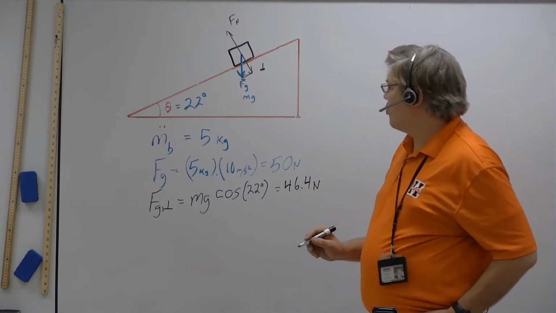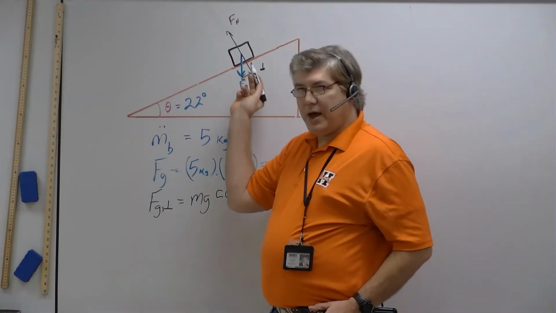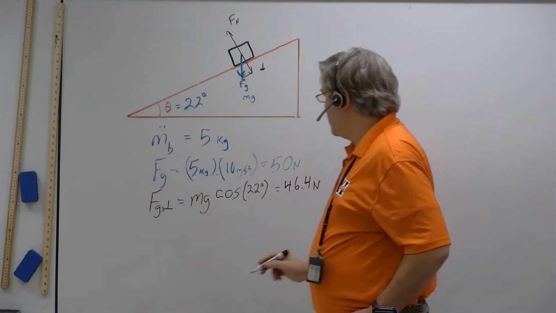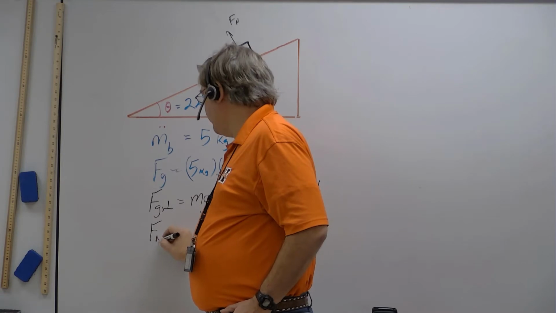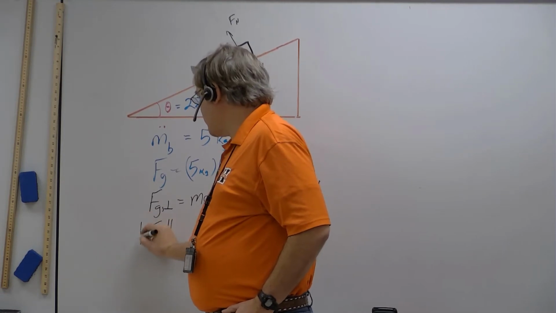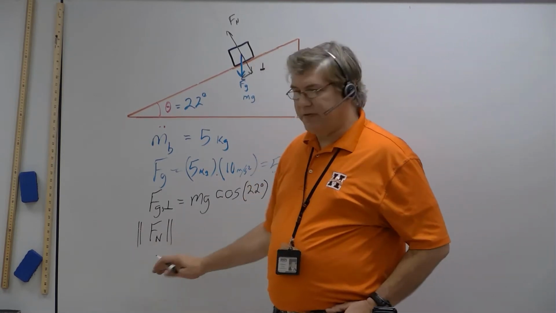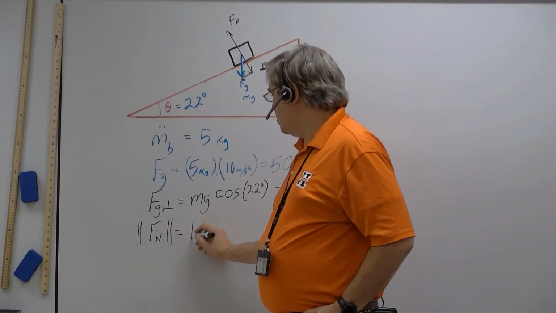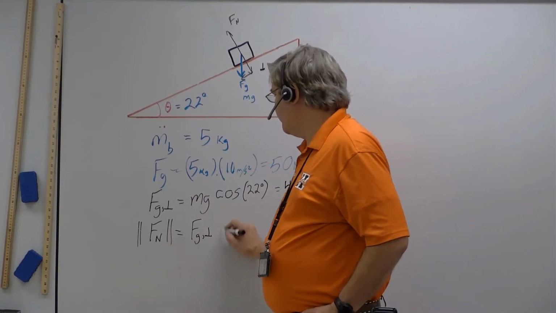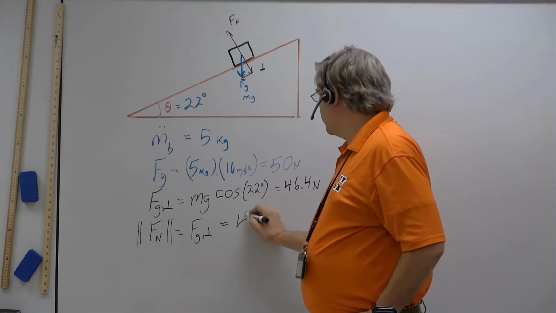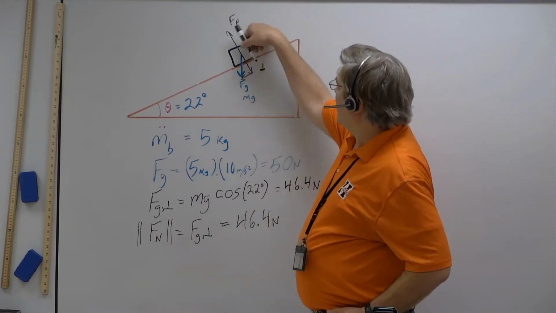So that's my force of gravity in the perpendicular direction down, which means that my normal force is the same in the upward direction. So my force normal, and I'm going to put some bars around this. It doesn't really matter. You don't have to do that, but I'm doing that to say that the magnitude of this force is going to be equal to this force of gravity in the perpendicular direction. So the force normal is also 46.4 newtons. So that's the perpendicular force.